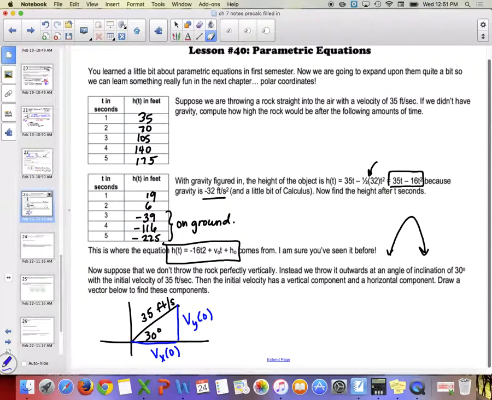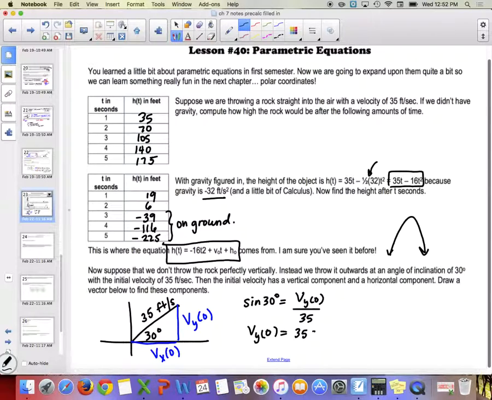All right, and we can get these initial velocities using Sohcahtoa. We love Sohcahtoa. We've used Sohcahtoa in like every chapter this year. So if you wanted to find v sub y, that's going to be opposite our angle, and then we would use the hypotenuse of 35. Does that make sense? So let me write the equation first. Sine of 30 is equal to opposite, v sub y of 0, all over hypotenuse, like that. So do you guys see that the y component for the initial velocity ends up being 35 times sine of 30?